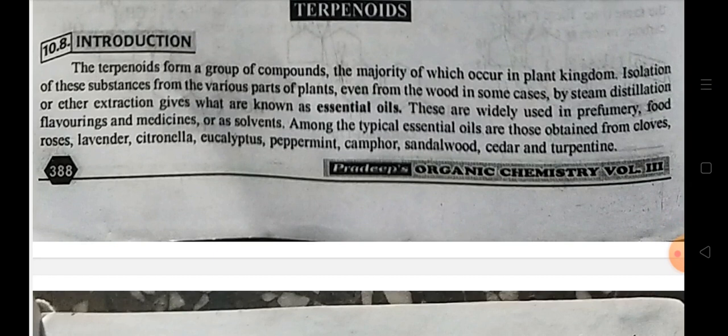These are widely used in perfumery, food flavorings and medicine or as solvents. Among the typical essential oils are those obtained from cloves, roses, lavender, citronella, eucalyptus, peppermint, camphor, sandalwood, cedar, and turpentine.